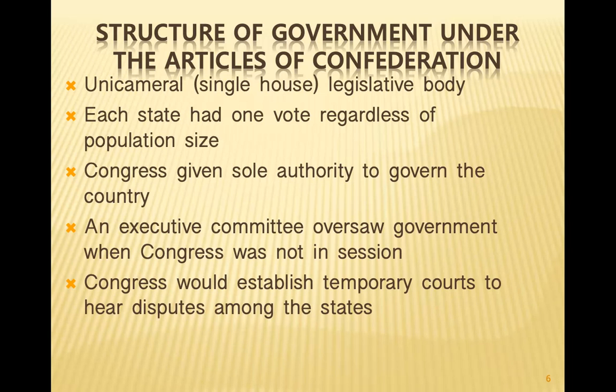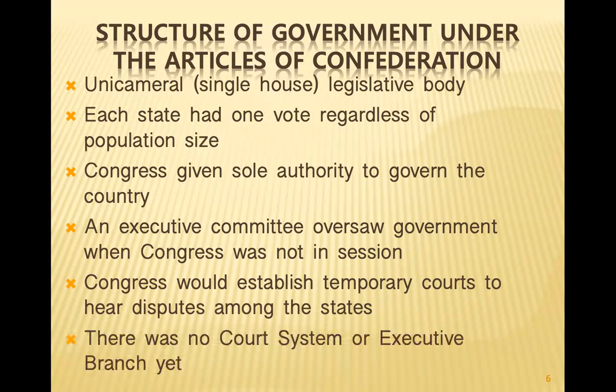Congress would establish temporary courts to hear disputes among the states. We're going to talk about what that means in just a second. And there was no court system or executive branch yet. In other words, there was no permanent court system, judicial branch, or executive branch, such as a president or a vice president. The creators of the articles believed that the government was essentially an agreement with the people, and that power originated from the people.